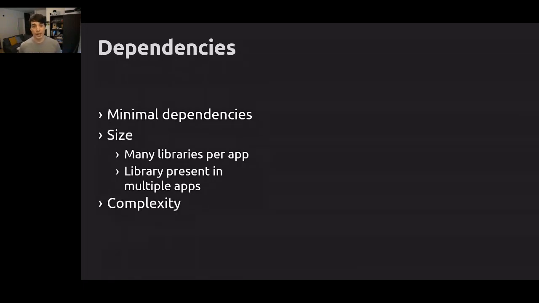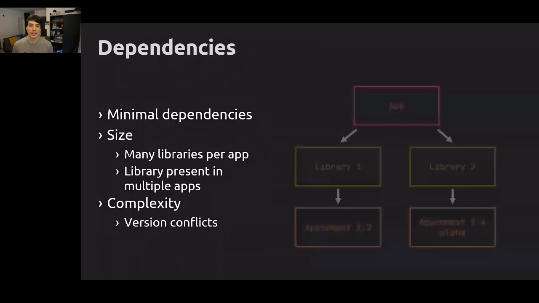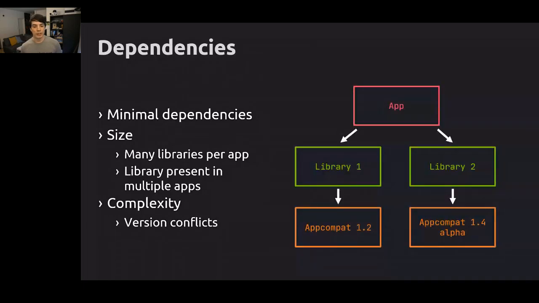Another good reason to have minimal dependencies is the complexity that it might introduce. For example, you can have version conflicts if libraries have a lot of dependencies. Let's say that you have an application that includes 2 different libraries, and each of them depend on AppCompat, but they depend on different versions. And this is a classic thing that happens during Android development. And when you're building this app on the 2 libraries, you have to resolve this dependency conflict one way or another.